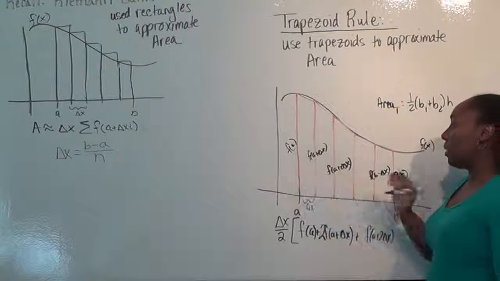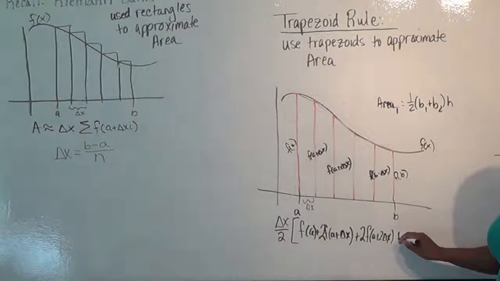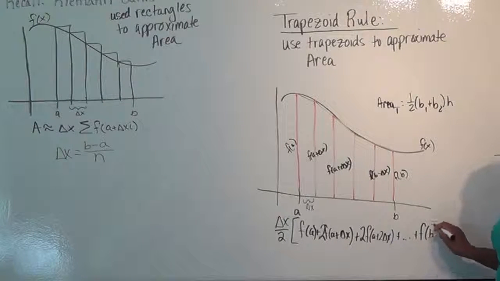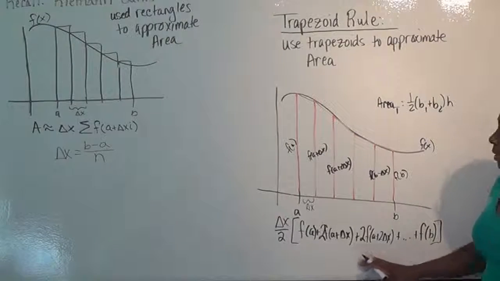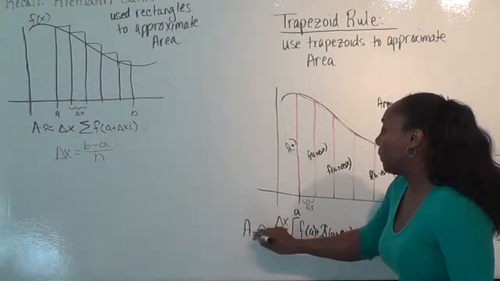Okay? And when I move to the next one, same thing. I'm going to get another 2 plus delta x, and so forth, all the way up to that last f of b.